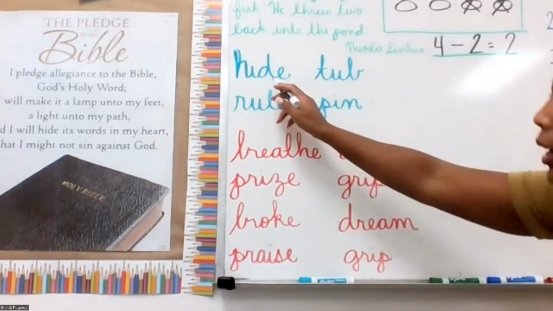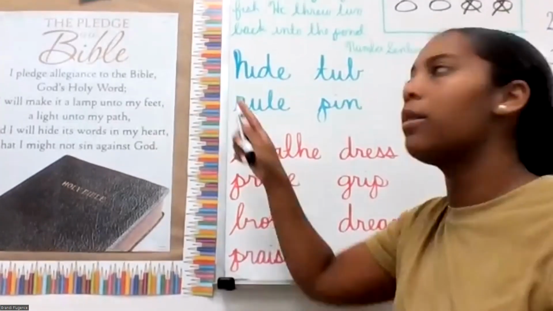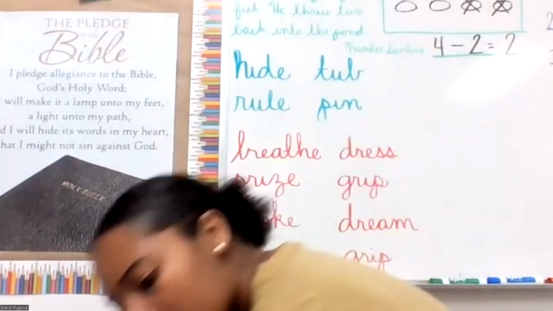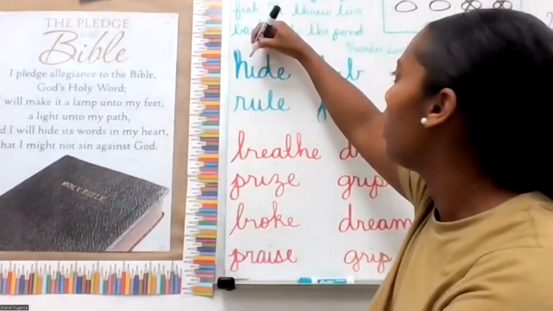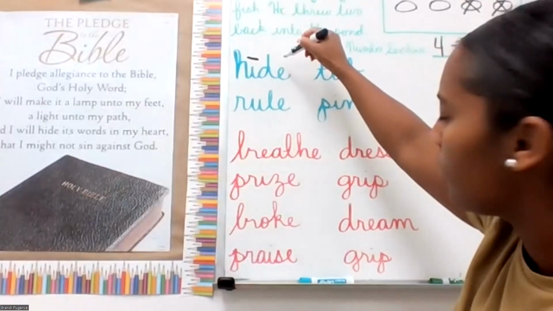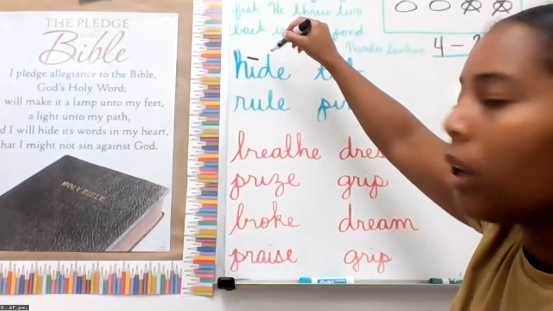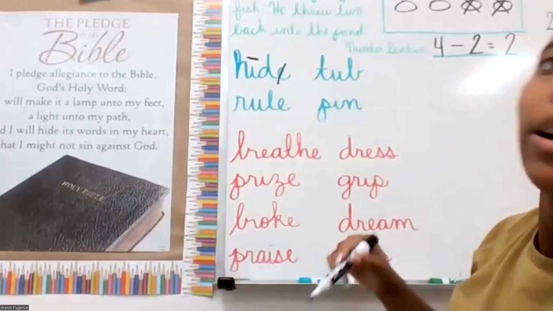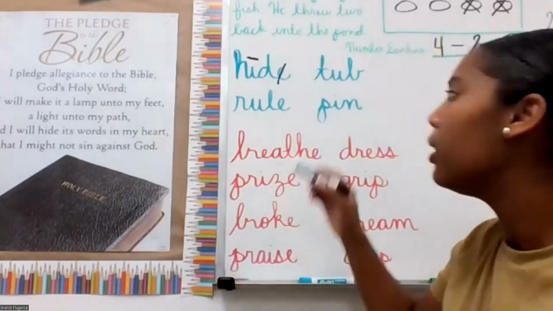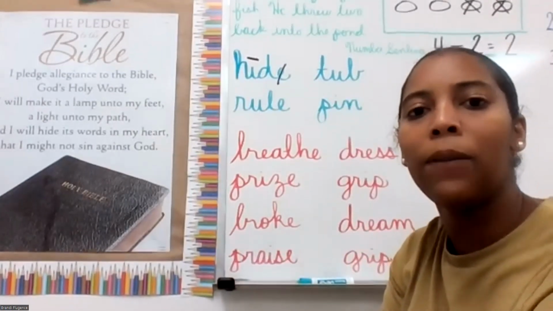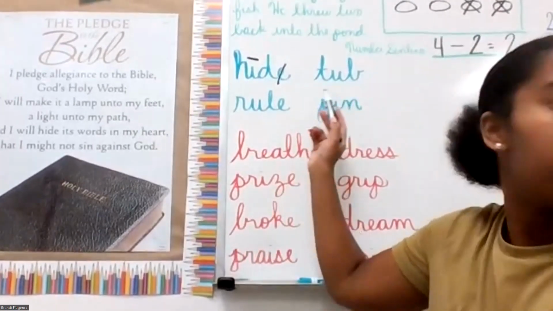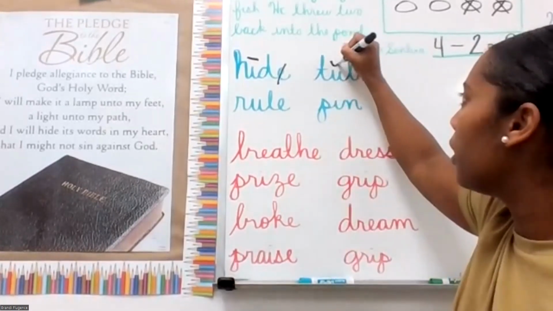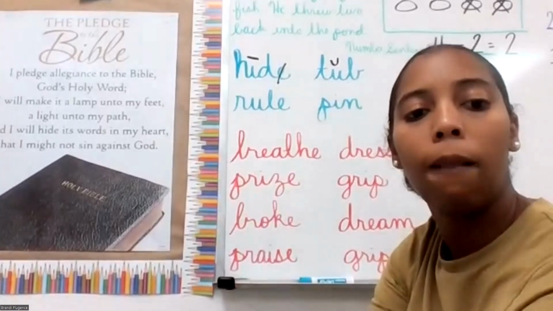All right, so looking at our word here, how would I mark my vowels in this word right here? Okay, Micah, what would I do? Line over I. What's the word? Hide. Next one. How would I mark my vowels? Asa, in this one? Good. What's the word? Tub.